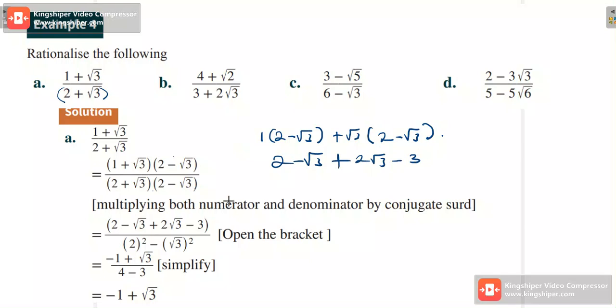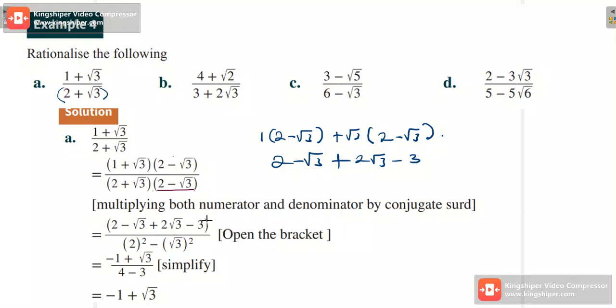So from here, we are getting the same thing here. That is what we have for the numerator: 2 minus root of 3 plus 2 root of 3 minus root of 3. Now let's come to the denominator. With the denominator, it is a difference of 2 squares. That is 2 plus root of 3 times 2 minus root of 3. So just take the negative part and square each term. So we have 2 squared minus root of 3 squared.